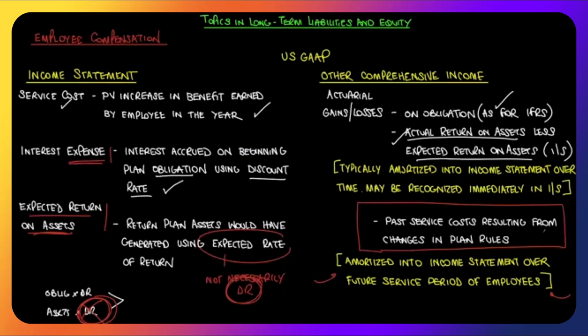Those actuarial gains and losses in OCI are typically then amortized into the income statement over time. You get a choice of the time period you use. And to be fair, you also have the choice of dumping all of this straight into the income statement. But the usual approach is to leave it in OCI, at least initially, and then amortize.